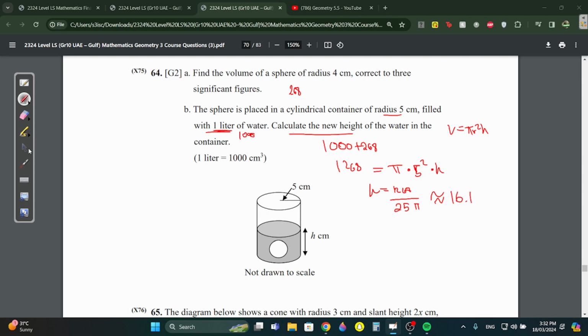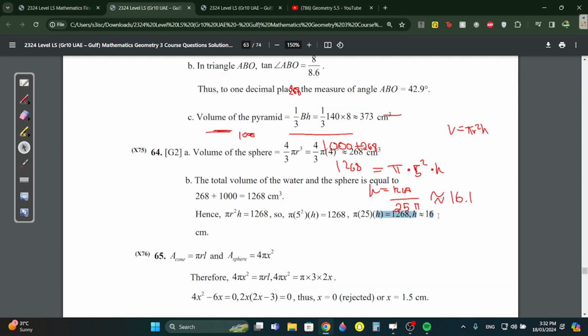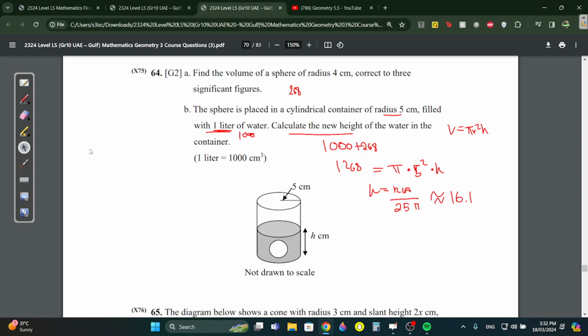Or if they want, they could just say 16. I don't know, what did they say? 16, yeah, they said 16. Yeah, that's it for 64.